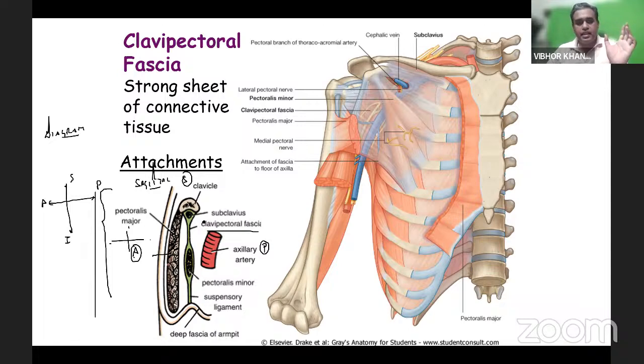This is very important. Then say clavipectoral fascia. In this topic, again 5 marks. So diagram 1 or 2 diagrams. Then what are the structures which are piercing clavipectoral fascia? What is the applied aspect of clavipectoral fascia? Simple as that. These are the things which the examiner actually wants.